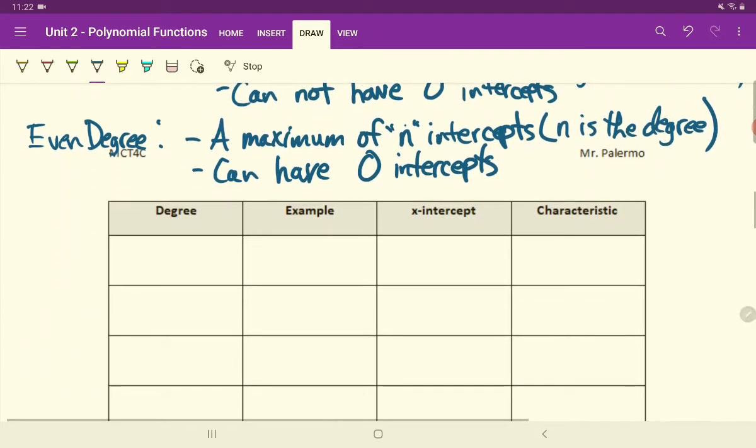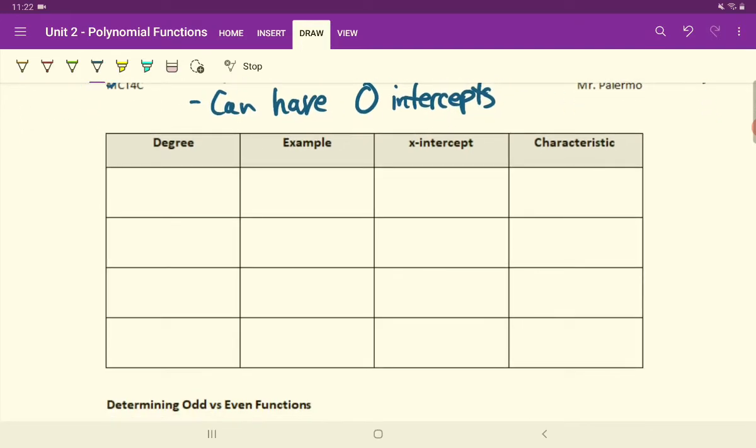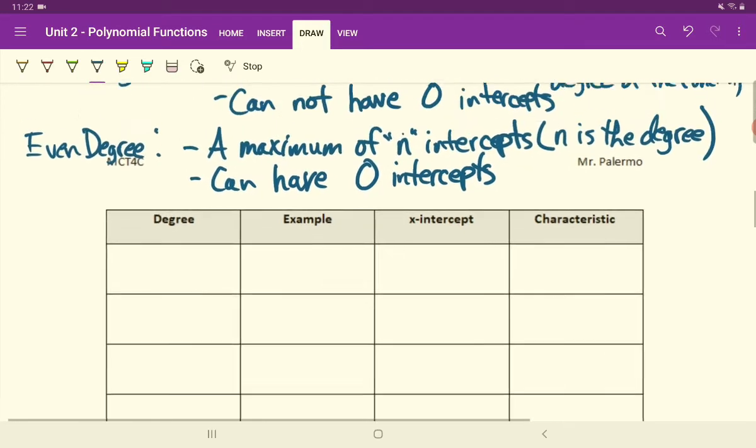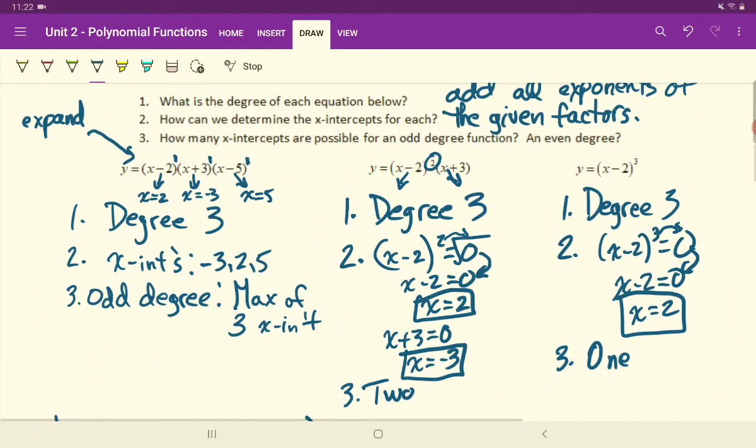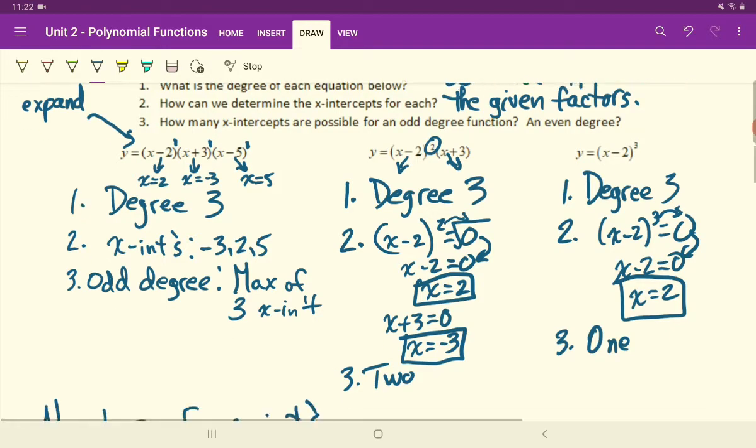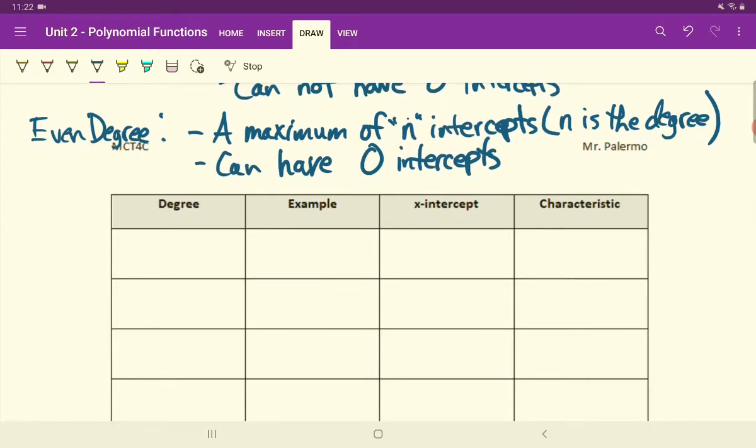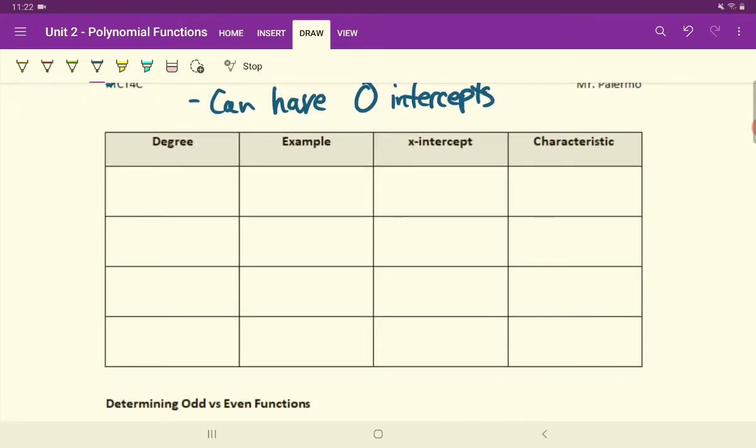Let's move on and look at the types of x-intercepts that are possible, because each one of these examples above has different types of x-intercepts. They have different types, and I'll try to explain. So let's say we have a degree 3 equation, and I'll give you an example. Actually, let's start with degree 1.